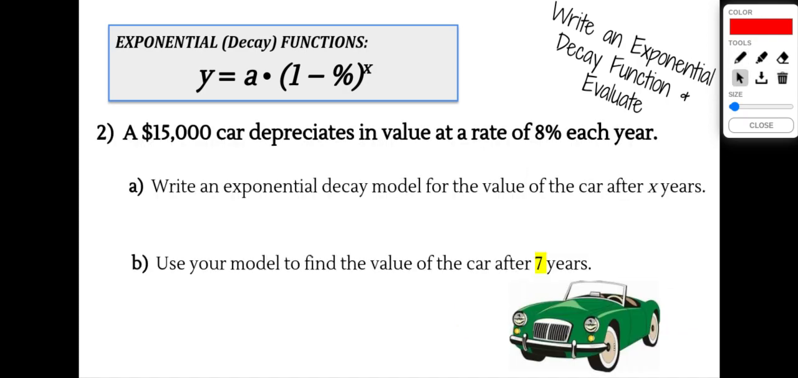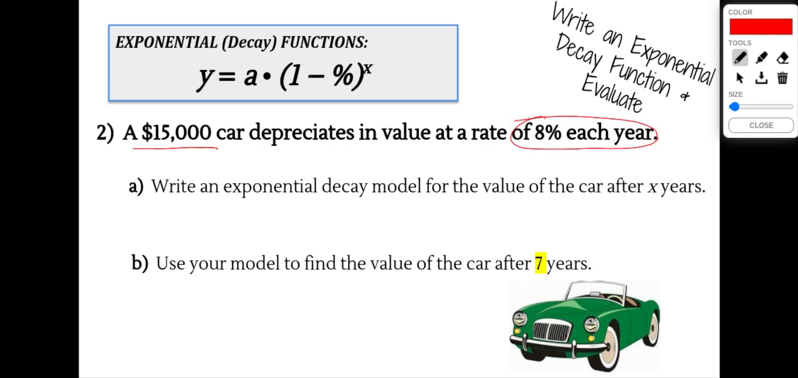Let's try another one. Here we've got a car depreciating in value. We talked about a house appreciating in the last lesson. Cars lose their value typically. Now, not collector's cars, but a typical car that you drive on the road every day is going to depreciate, or lose value, as it ages. So here we have a $15,000 car at time of 0 when we bought it. It depreciates in value 8% every single year.